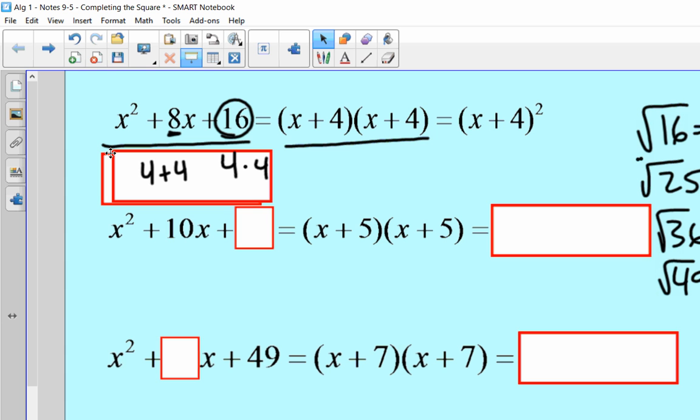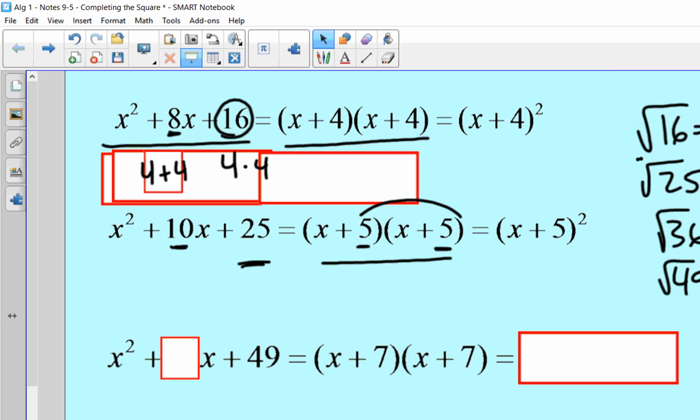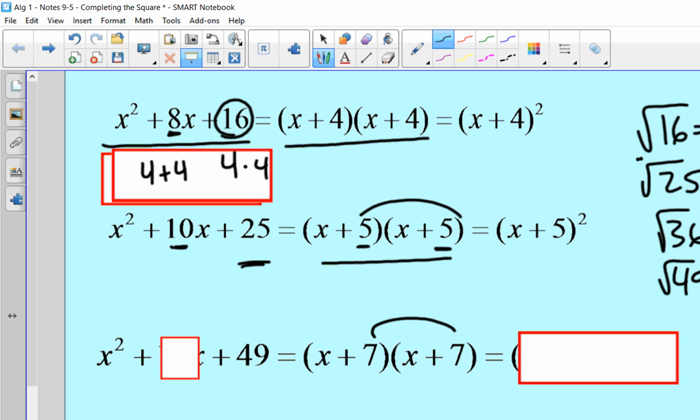If I look at the second one, what they're asking me to do is find this last number. So I look at the middle term. What number added to itself gives me 10? Well, it's 5 plus 5. So what's 5 times 5? It gives me 25. And since both of these factors are the same, it allows me to write x plus 5 squared.